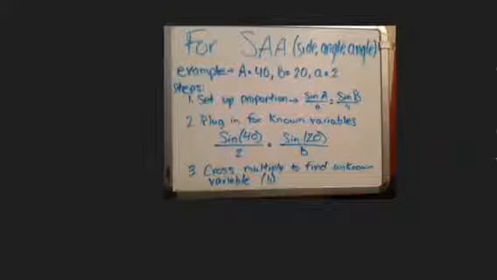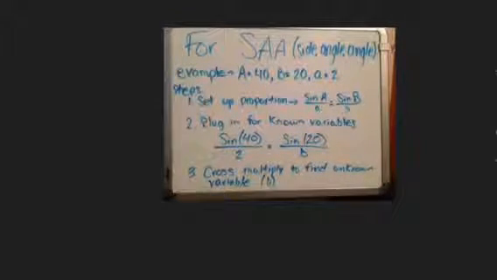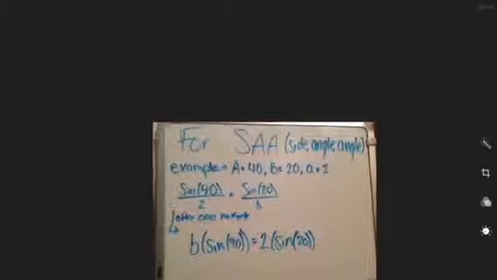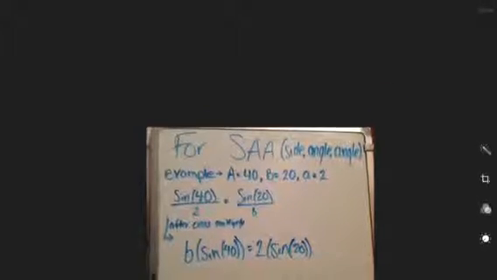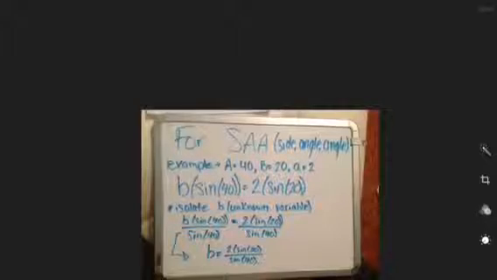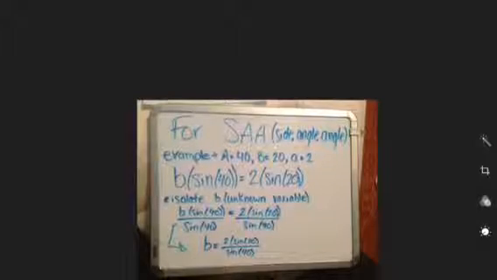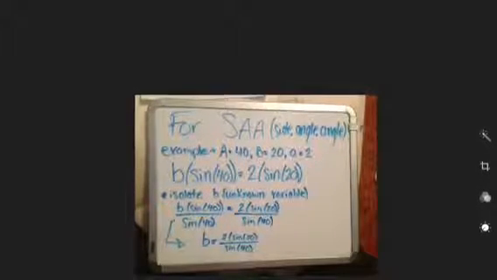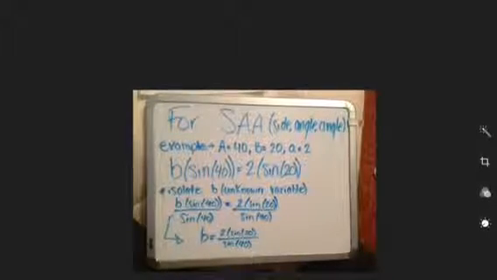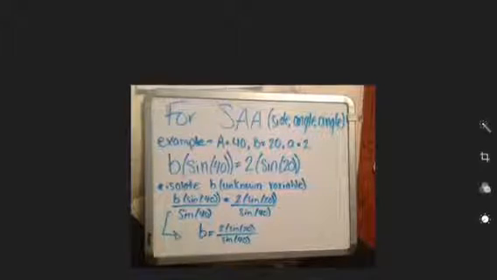The third step is to cross multiply to find the unknown variable, side b. On the board, it can be seen how to cross multiply. The equation after cross multiplying is b times the sine of 40 equals 2 times the sine of 20. Next, you must isolate the variable to solve for it. The equation after isolating b is 2 times the sine of 20 over sine of 40.